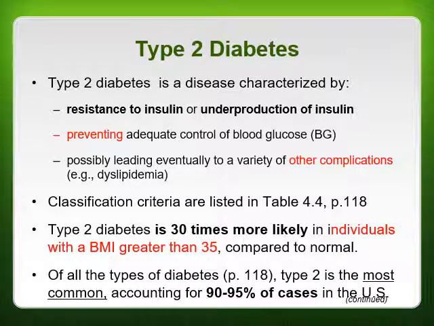And of all the different types of diabetes that we have, type 2, which is what we're talking about right now, is the most common. That accounts for between 90 and 95% of all diabetes cases in the United States. So we'll talk about type 1 and how that's not lifestyle related, but that's also a very, very small portion of this discussion. Type 2 diabetes, which is usually lifestyle related, is number one by leaps and bounds.